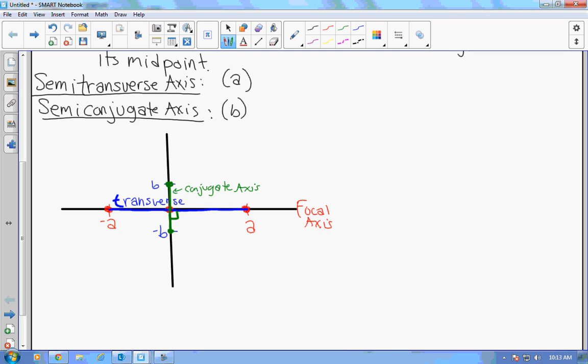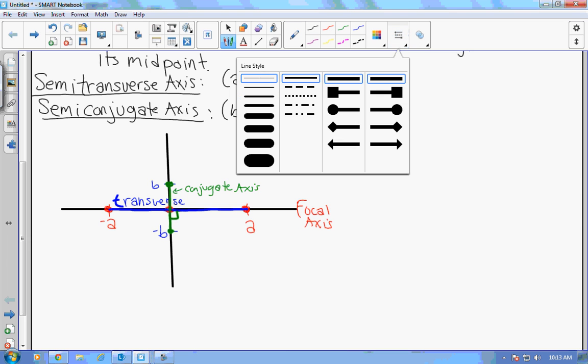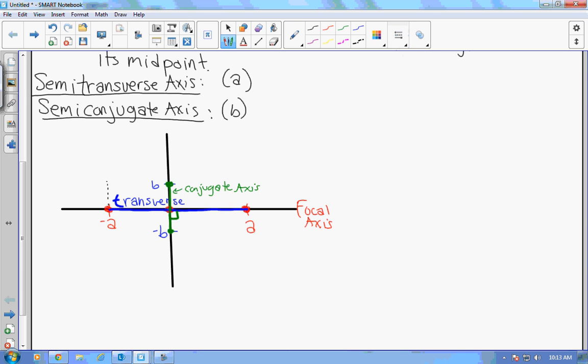Okay, now unlike ellipses, where we would just connect these with a nice oval, this time we are going to connect them so it forms a rectangular box. Yep, like that. Dotted.